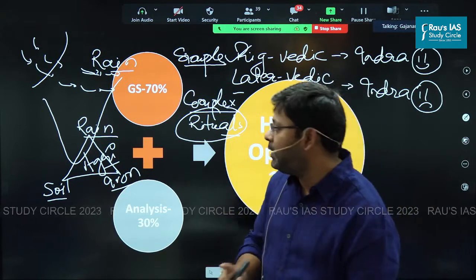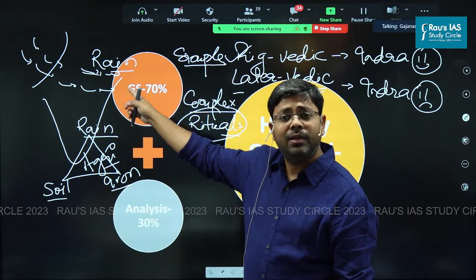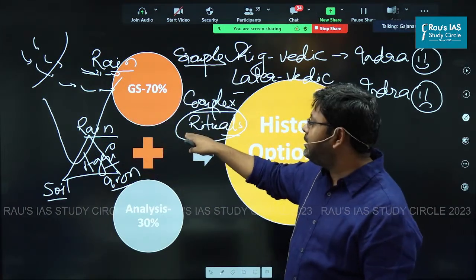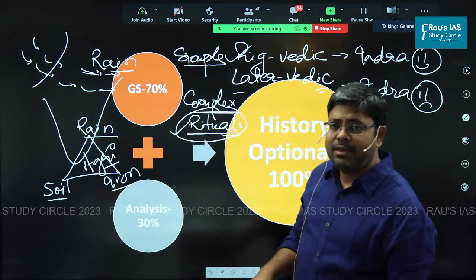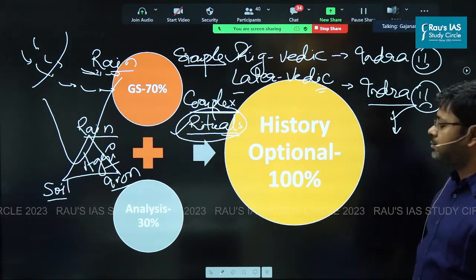So what you will find is that in the eastern part, when the Aryans migrated, better agriculture was there, religion would be complicated, rituals would be many. So much rain was there, certainly you will find that the position of Indra would go down.